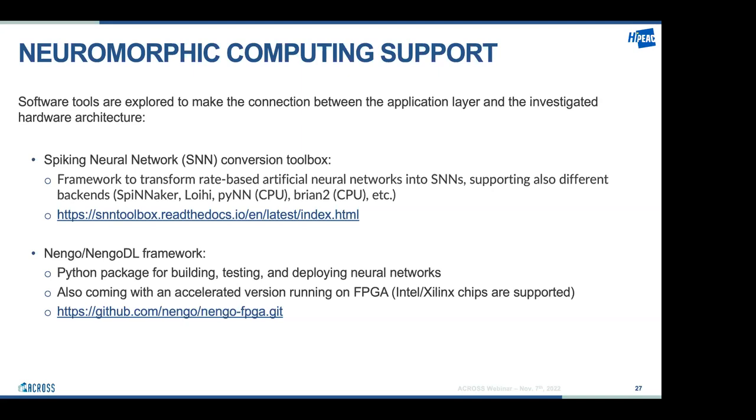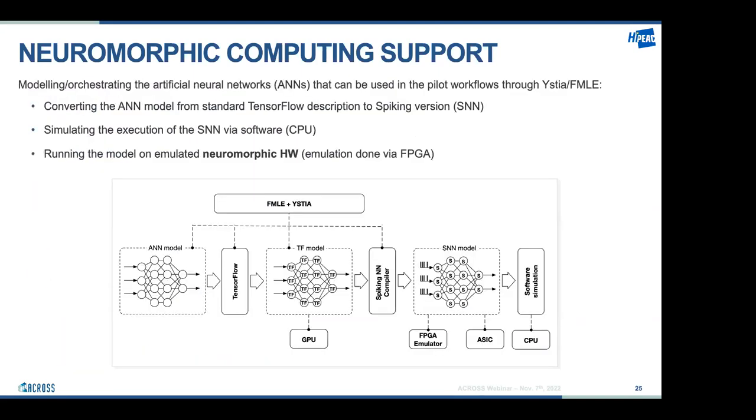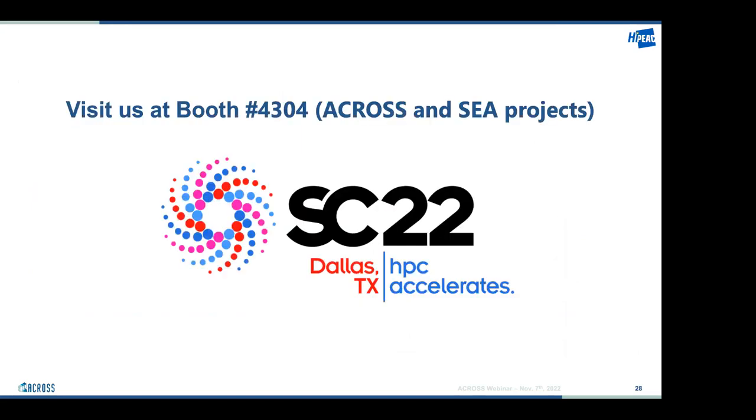So our idea, coming back to this schema, is to make the user able to define and insert in the application, as a target execution environment, for example for StreamFlow, the FPGA emulator, and let the system take care of the transformation of the ANN model into TensorFlow and into the equivalent SNN model, and to run it on the proper hardware. Given that, let me conclude and let you ask some questions if you want.